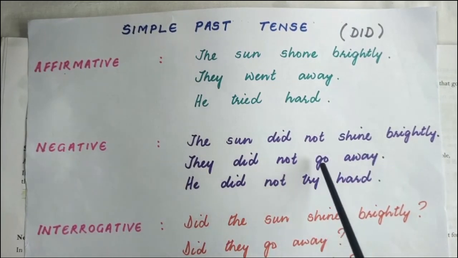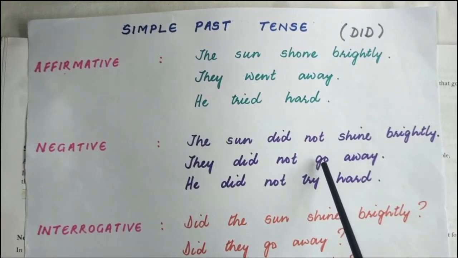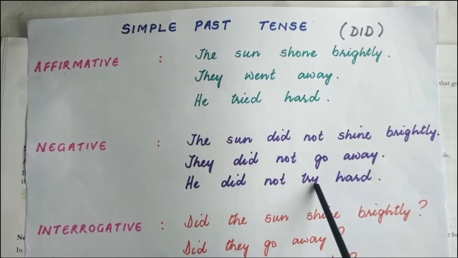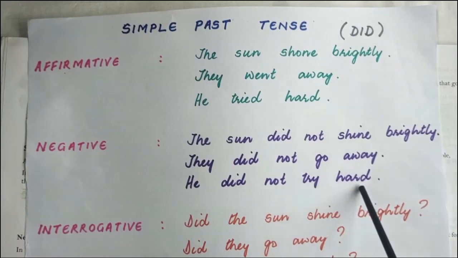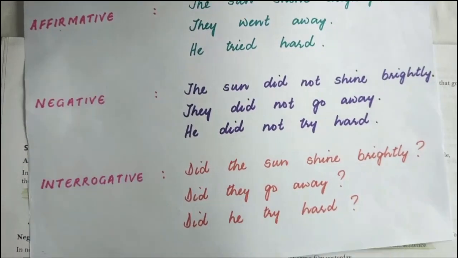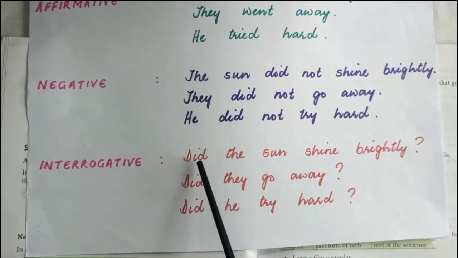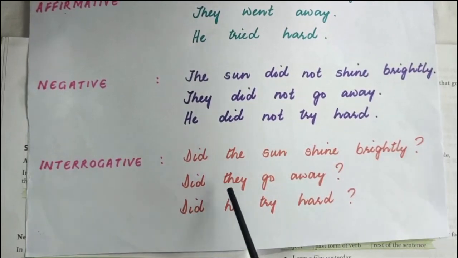They did not go away. Not did not went. They did not go. Okay, go away. He did not try. Not tried. He did not try hard. And in the interrogative form, did the sun shine brightly? Did they go away? Did he try hard? Okay.